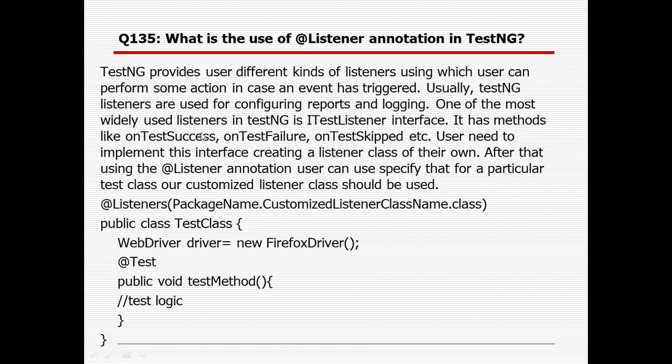It has methods like on test success, on test failure, on test skip, etc. The user needs to implement this interface by creating a listener class of their own. After that, using the at the rate Listeners annotation, the user can specify it for a particular test class, and they can customize the listener class that should be used.